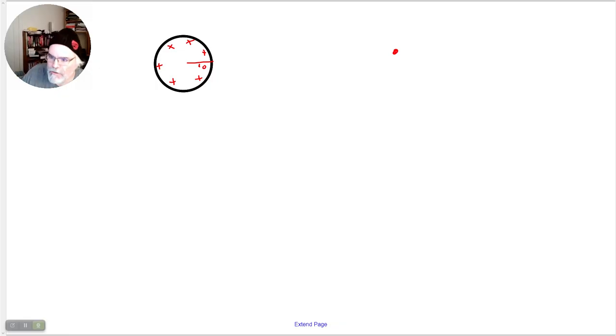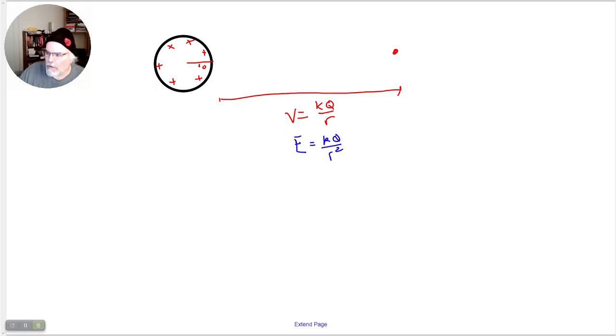So out here, the potential is going to be just what it normally is: KQ over R, right? That's the potential. And the electric field, let's do the electric field in another color. The electric field will be KQ over R squared, right?